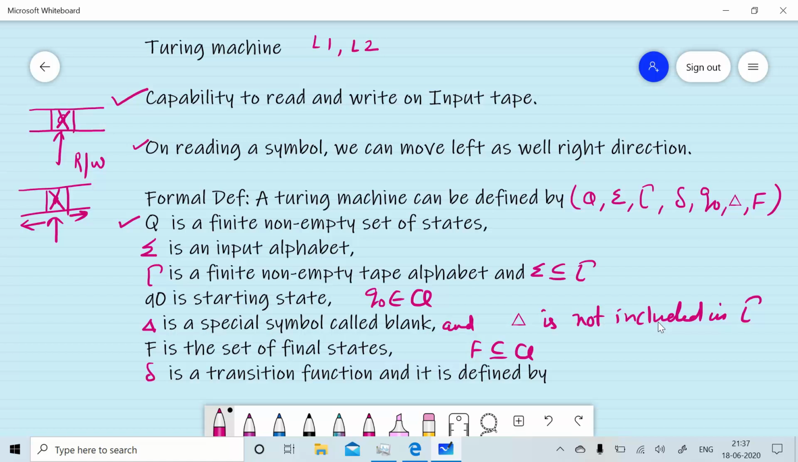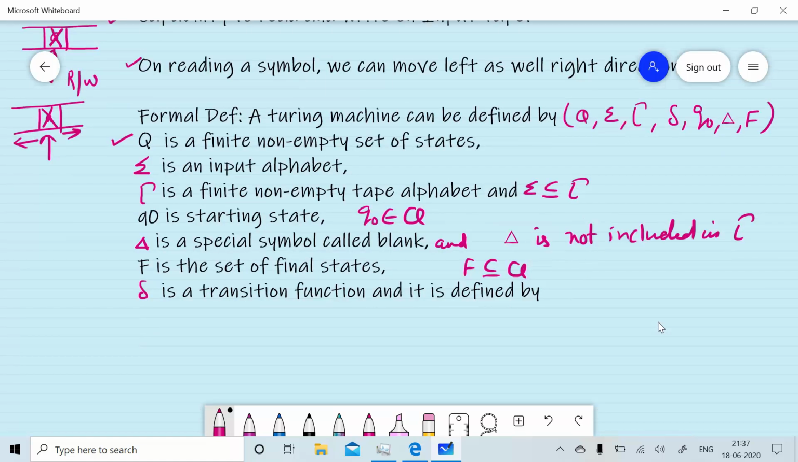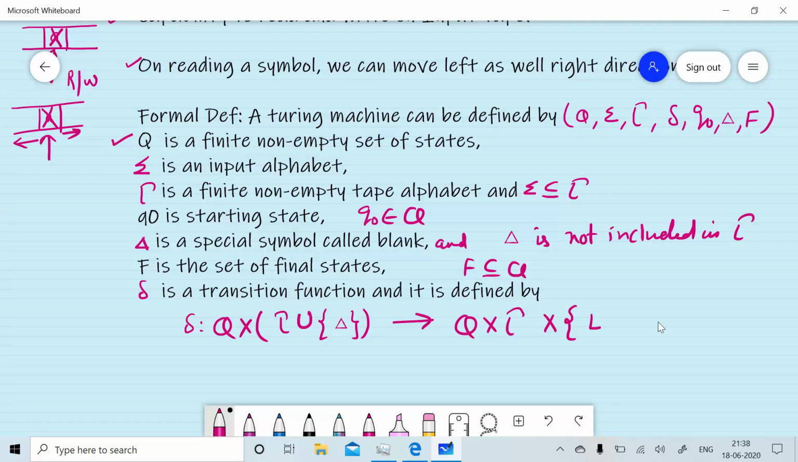Delta is a transition function and it is defined from Q and tape symbol or blank, to Q and tape symbol, and we can move left, right, or remain stationary. So in a particular state, we will read the tape symbol, we can move to another state, we can write onto the input tape, and we can move left, right, or remain stationary.